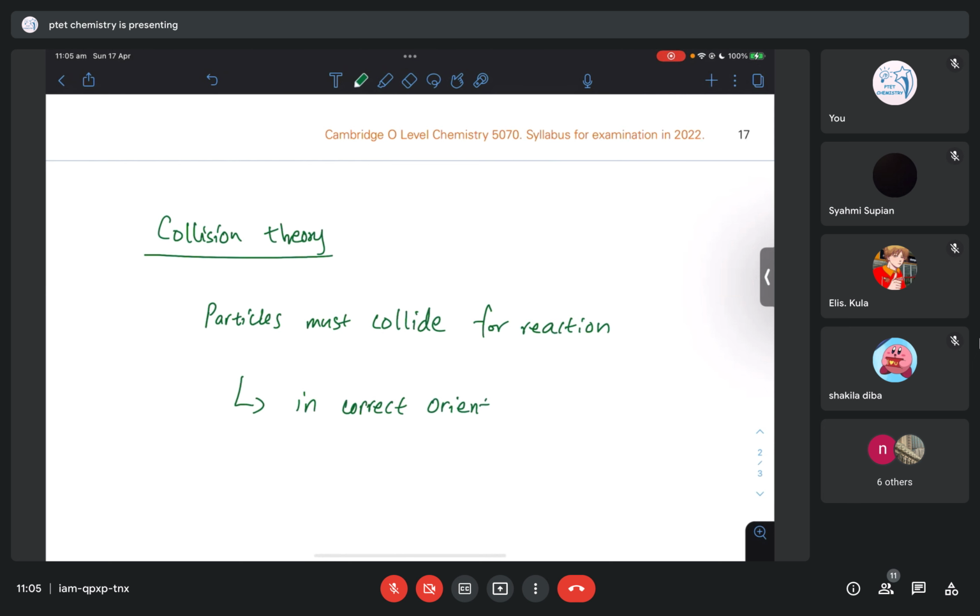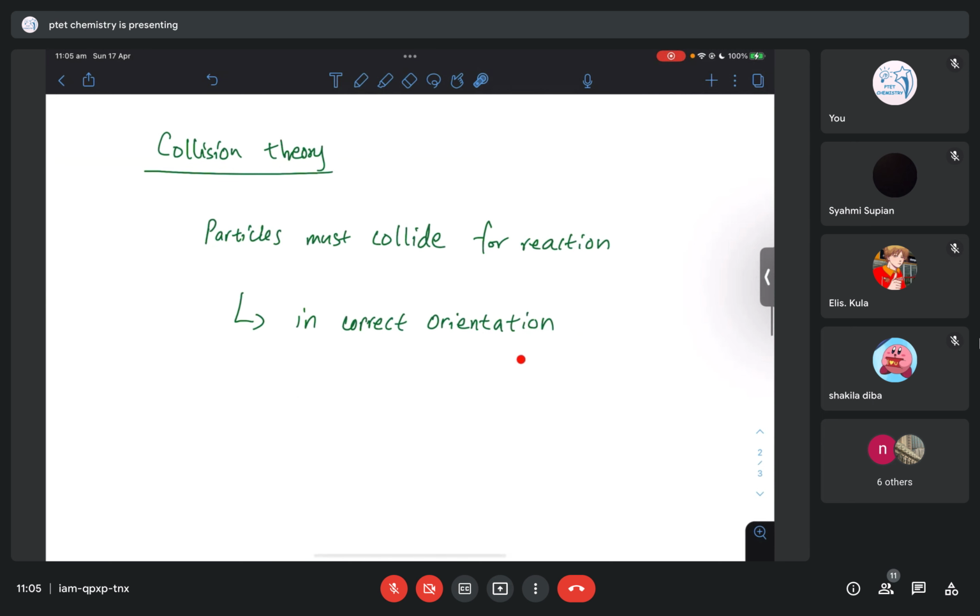If you think about the enzyme lock and key mechanism, you cannot collide in the wrong orientation, otherwise they don't fit into the lock and key kind of mechanism. So for chemical reactions to happen, they have to collide in the correct orientation, and then they have to collide with enough energy. Why must we have enough energy? Because we must overcome this thing called activation energy, the activation barrier.